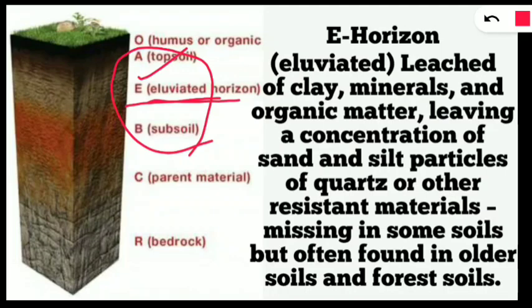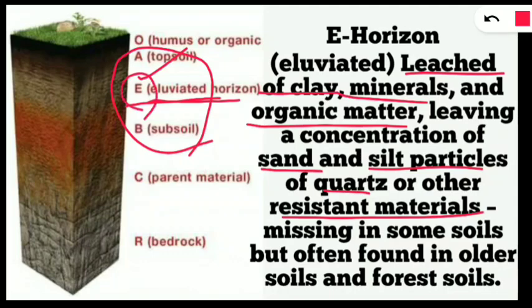So what is the characteristic of this horizon? This horizon has leached clay, minerals and organic matter, leaving a concentration of sand and silt particles of quartz or other resistant materials. So here you will know that leached particles are present mostly in this horizon, that is the E horizon.